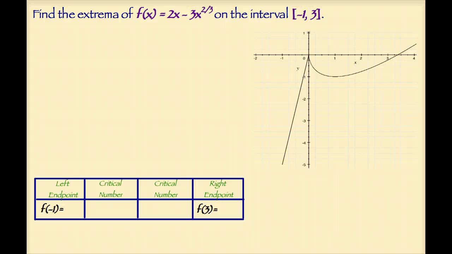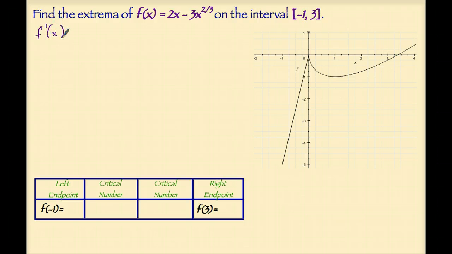In our last example, we are once again asked to find the extrema of a function, 2x minus 3x to the 2/3, on a closed interval -1, 3. We are definitely going to be interested in function values at the endpoints of the interval, so I have added those to the table. Now let's find our first derivative.